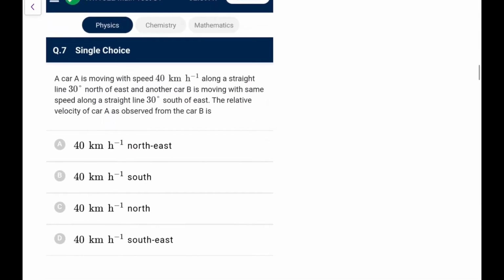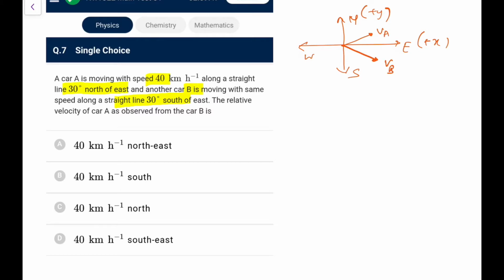Next, car A goes with a speed of 40 kmph along a straight line 30 degrees north of east, and another car B is moving with the same speed along a line 30 degrees south of east. So let me draw it like this. This is east, north, west, south. Let east be the plus x axis, north the plus y axis. Now the first car is 30 degrees north of east, like this. This is VA. VB is 30 degrees south of east, so it goes like this, VB. Both speeds are the same. So we need the velocity of A as observed by B.